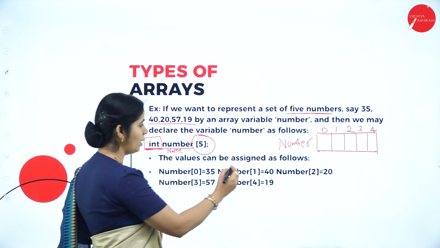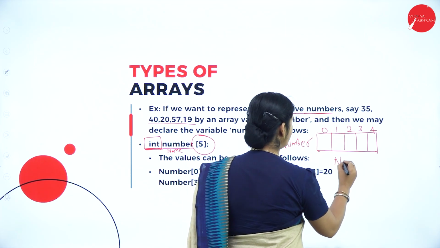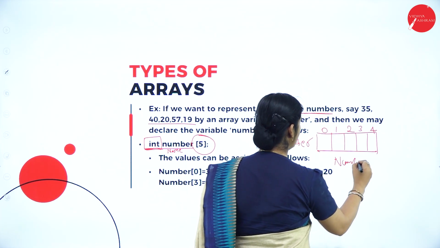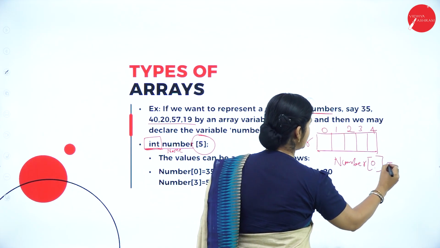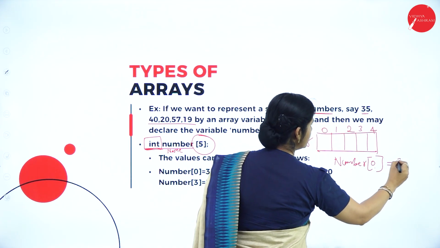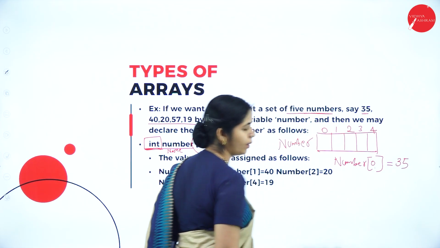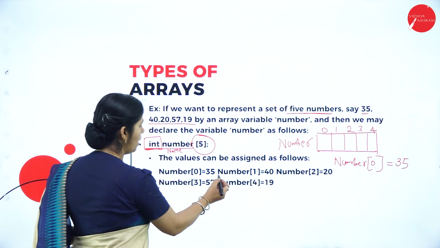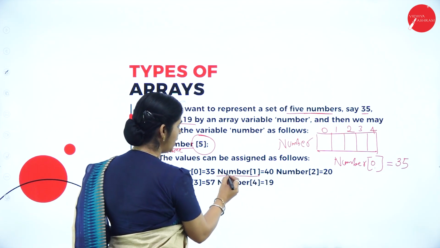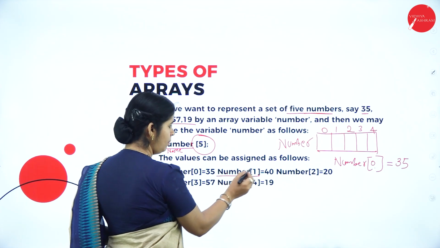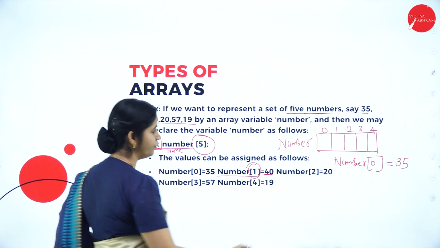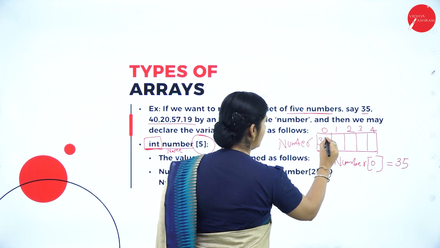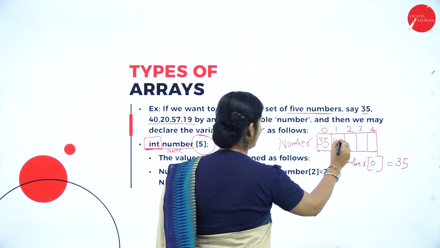Number of 0. Number is the name of the array, and at the 0th position I am putting what value? Is equal to 35. Similarly, number of 1, where number is the array name, at position 1 I am inserting the value 40. That will be 35 and 40.